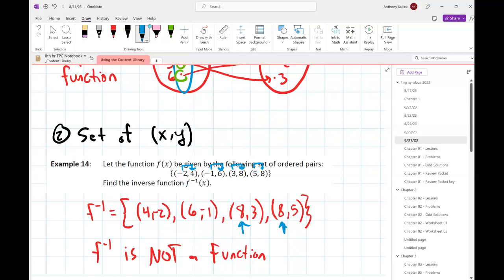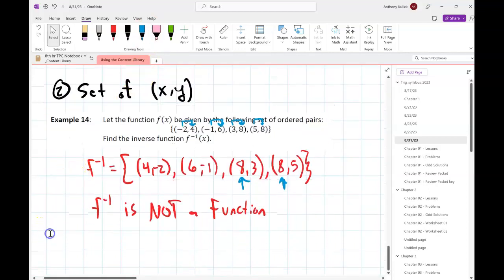Oh no. We had one situation where F inverse was a function and one where it wasn't. I wonder if there would be a way to predict, just by looking at F, whether the inverse was going to be a function or not. What do you think? Of course there's a way to do this. Why would I lead us down this path if there wasn't?